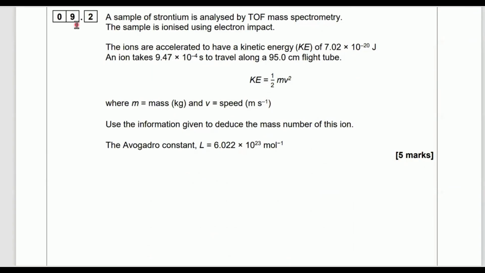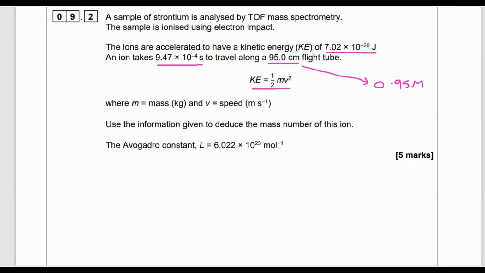Okay, let's check out 9.2. A sample of strontium is analyzed by TOF mass spectrometry. The sample is ionized by electron impact. The ions are accelerated to have a kinetic energy of 7.02 times 10 to the minus 20 joules. An ion takes 9.47 times 10 to the minus 4 seconds to travel along a 95 centimeter flight tube. That's going to be 0.95 meters. So we just make our immediate conversion there, because distance in equations is normally in meters.